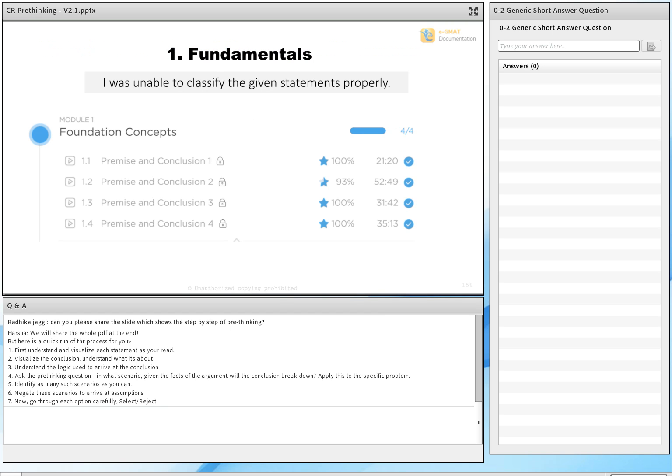So how do you build those fundamentals? There are two portions where you build those fundamentals. One is in the premise and conclusion files. The second is in the inference module.